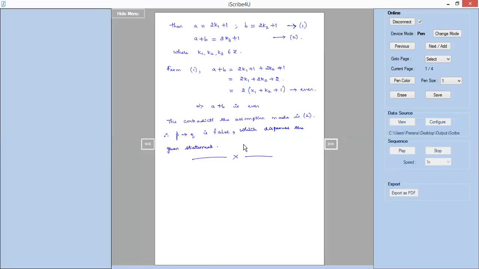So these were the problems on methods of proofs and disproof. Hope you have followed these problems.